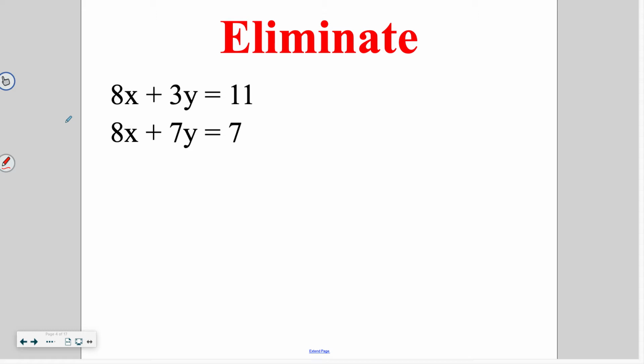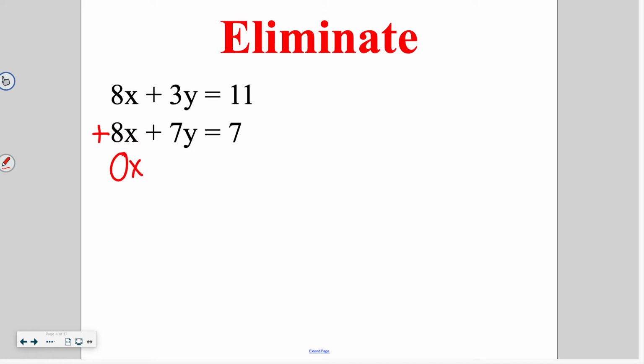When we eliminate, again, our goal is to get rid of something. So if we start with this equation, 8x plus 3y is equal to 11, and our second equation is 8x plus 7y is equal to 7, our goal is to get rid of one of the variables. In order to get rid of one of the variables, we have to have the same quantity. So in this one, it's our x's. I've got 8 x's in the first and 8 x's in the second. To get rid of that, I'm going to subtract. 8 minus 8 gets me to 0 x's.